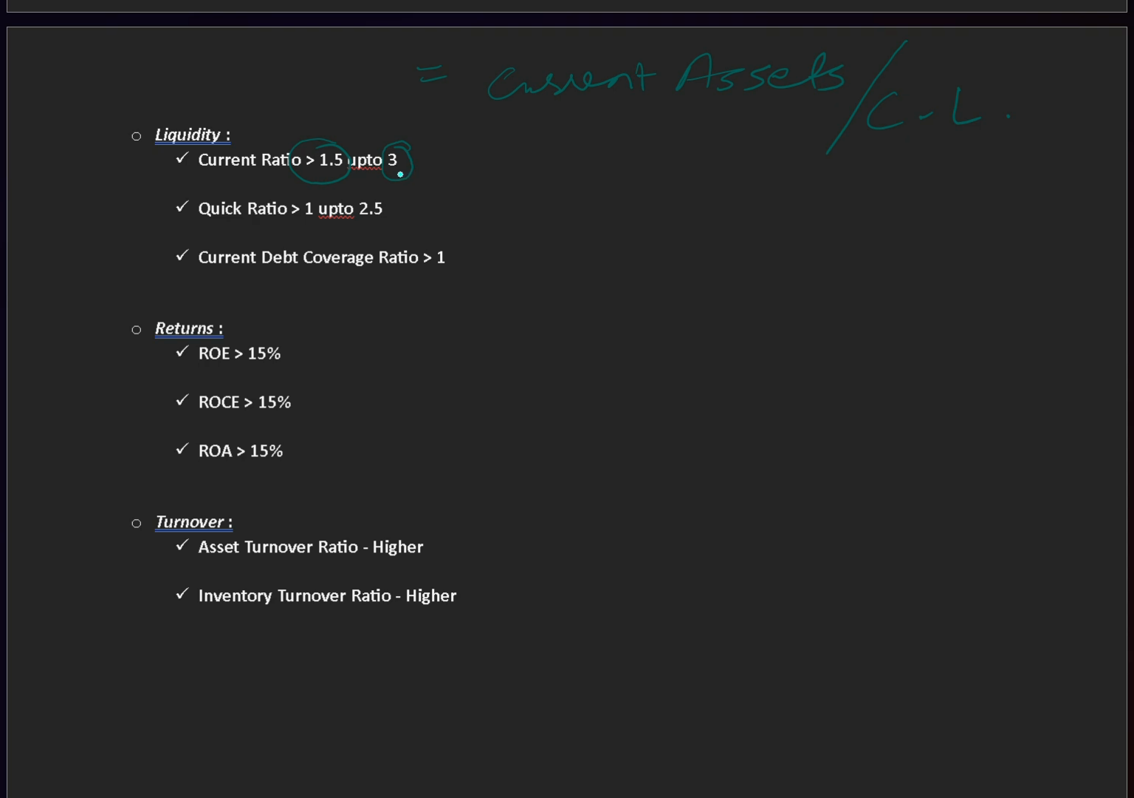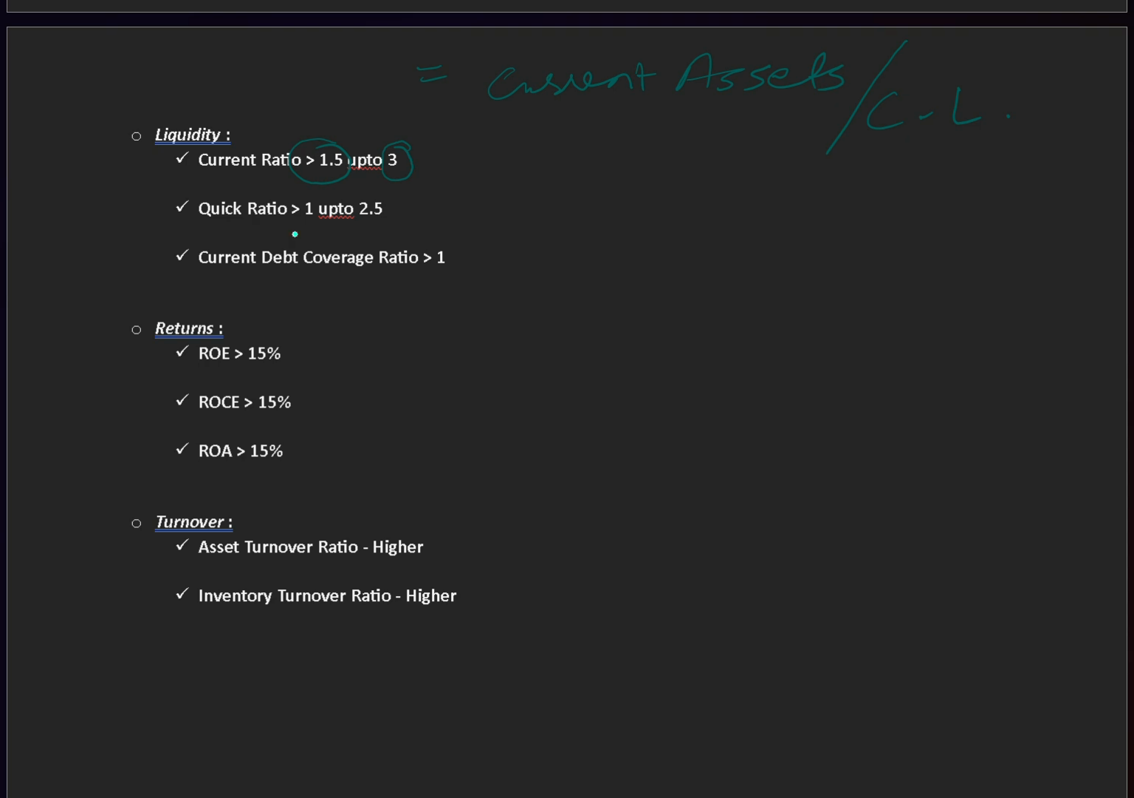Because the higher the current ratio, the more current assets the company has than is required for paying the current liability, and that means the cash is lying idle and the company is not utilizing the cash efficiently to generate more income or profit out of that cash lying around in the banks.